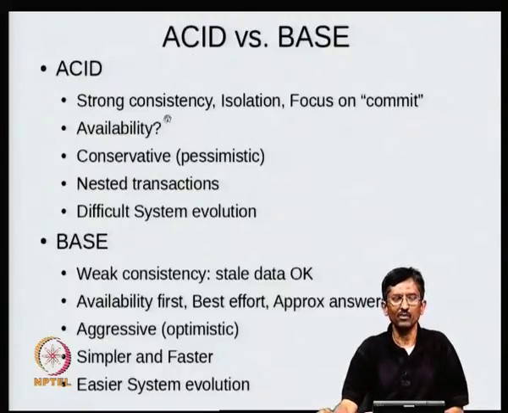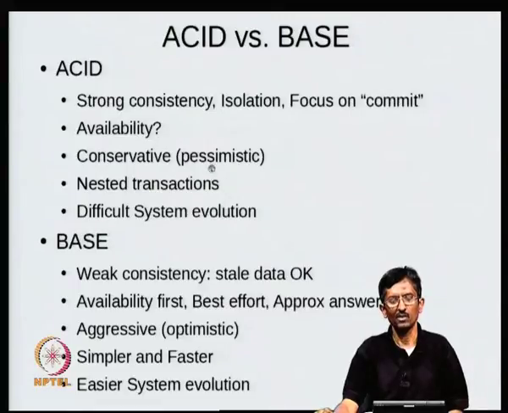So in ACID, the issue is strong consistency, isolation, but availability is not seriously looked at, because availability has to be thrown out, precisely because if you want strong consistency, the FLP results come in the way. Therefore, you cannot have strong availability and consistency. It turns out to be conservative. That means because of the need for strong consistency, it will block, it will wait for some situations to become alright before it will proceed. So it's pessimistic. It assumes the worst has taken place, and it will keep waiting till everything seems okay, then it will proceed.